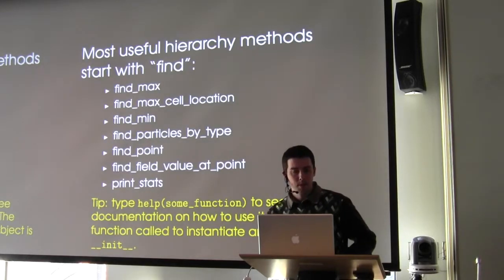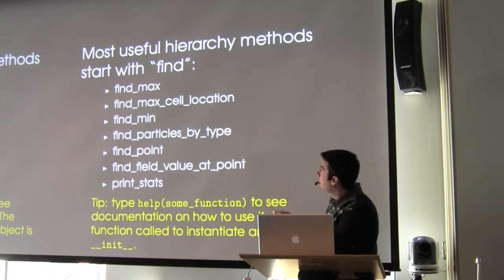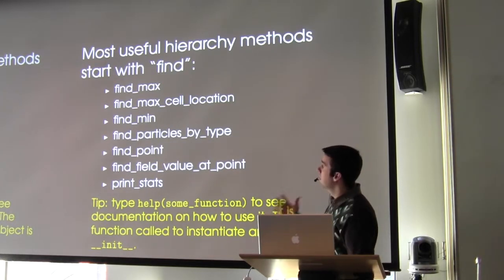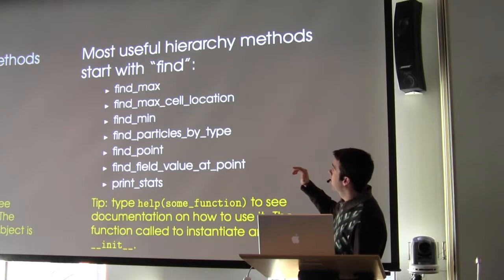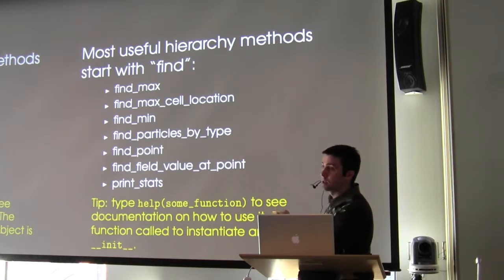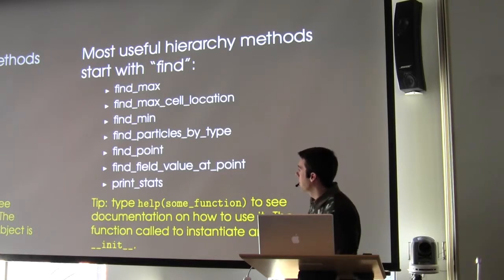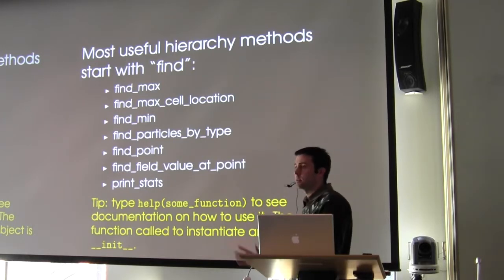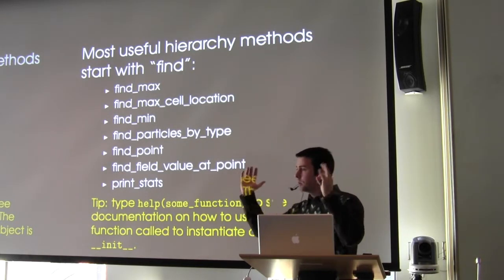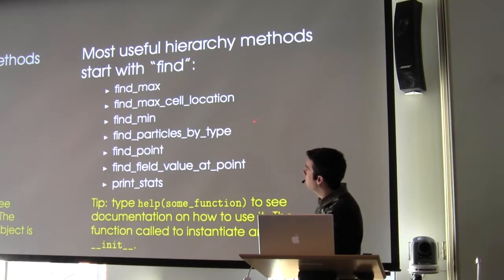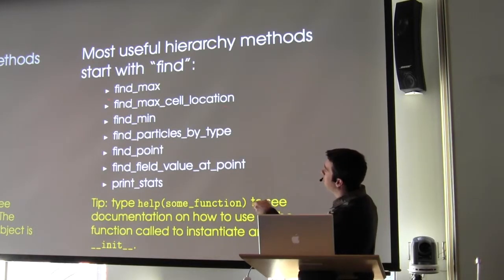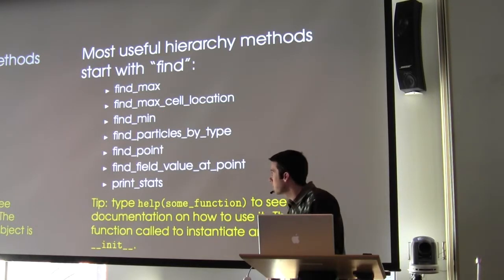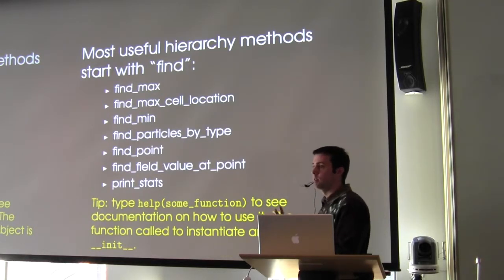It's just there. Here, for example, are some very useful methods associated with the hierarchy object. All these should be pf.h dot these things. They're pretty descriptive. Most of them start with find. We have pf.h.find max. You can put a field in there, and it will tell you the maximum of that field and where it is. A similar one will tell you actually the grid and the cell that it lives in. Here's a min one. Finding particles. You can find a point, find all the grids associated with an actual XYZ coordinate, et cetera, et cetera.